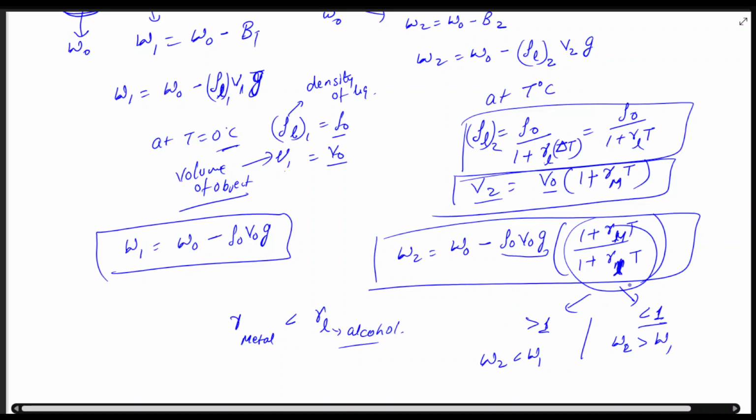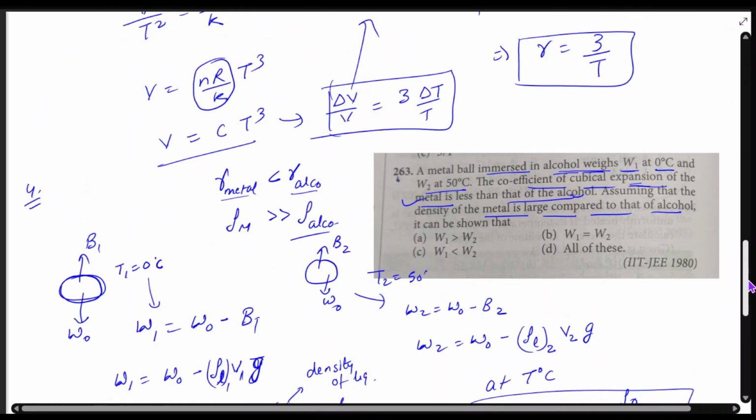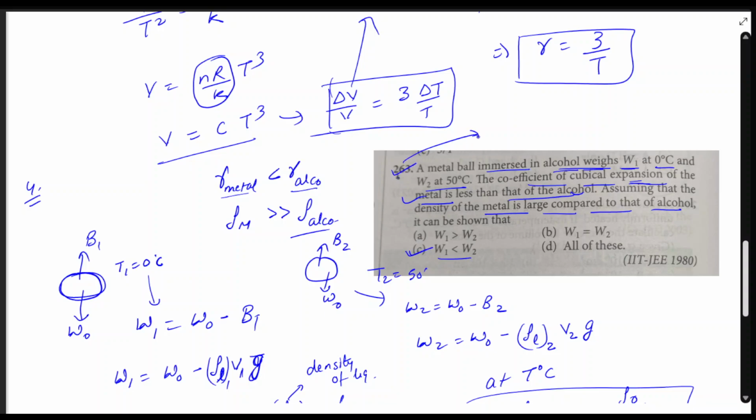If this value is less than 1, then from omega naught, the smaller value is subtracting. So omega 2 must be more, and this will be the answer. Omega 2 will be more than omega 1. So which option is correct? Omega 2 is more, so option C, right? It's a pretty good question. I'll consider it as moderate.